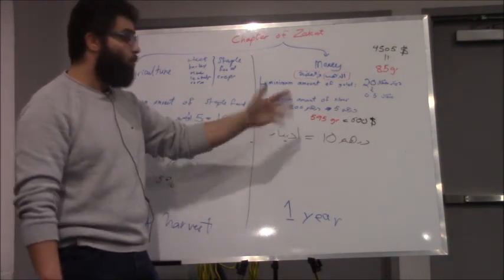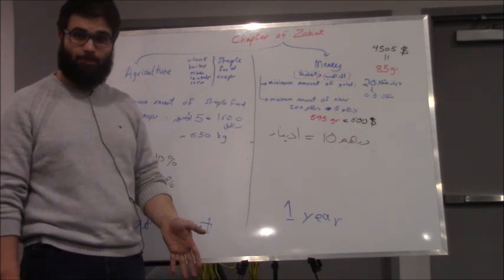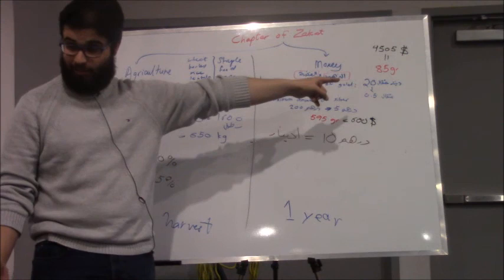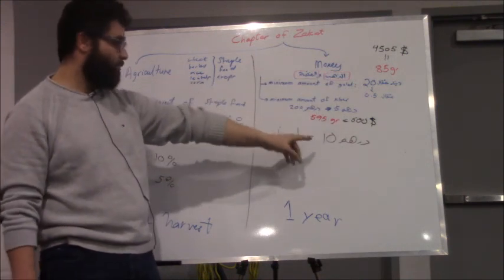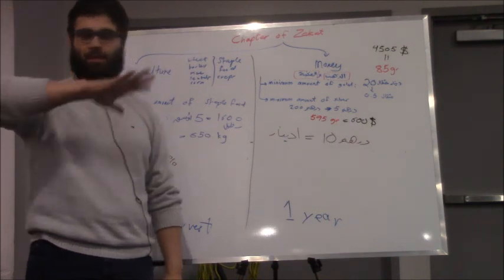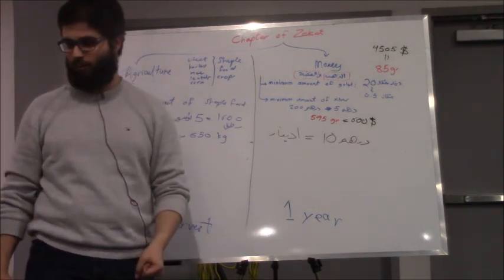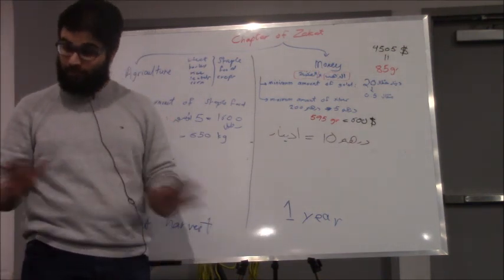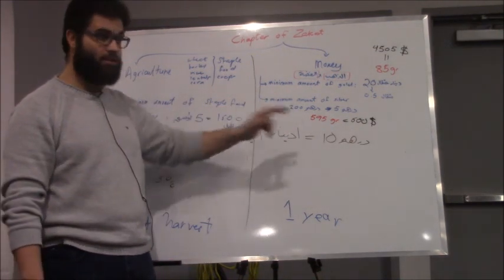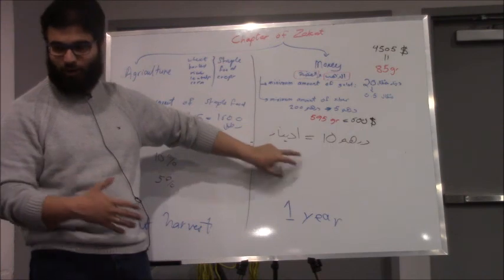You just say, okay, what is the value of the livestock? Is it more than 85 grams of gold in worth? It is. Then you pay 2.5% on it if a year has passed. That's it. Which makes a big difference in terms of how much you end up paying. You end up paying way more through this, this costs more money.